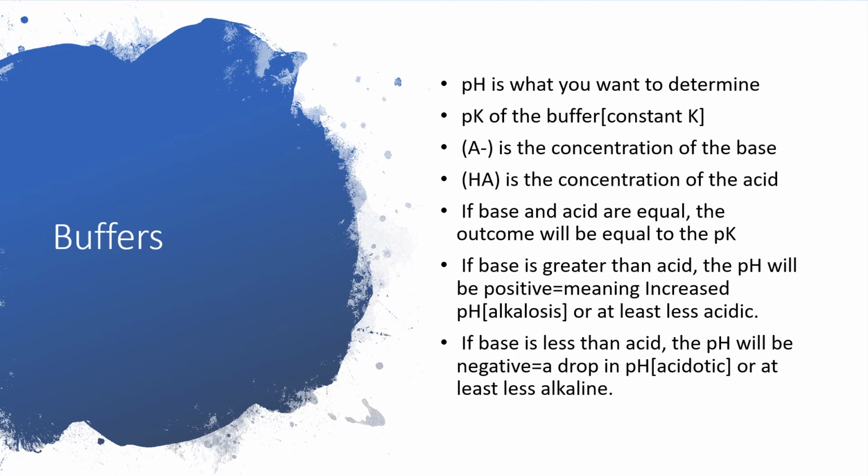If base is greater than acid, the log will be positive, meaning there will be increased pH and will be at the alkalotic region, alkalosis, or at least will have less acid. If the base is less than acid, the log will be negative, and a drop in pH will tilt us to the acidotic region, or at least will have less alkaline.